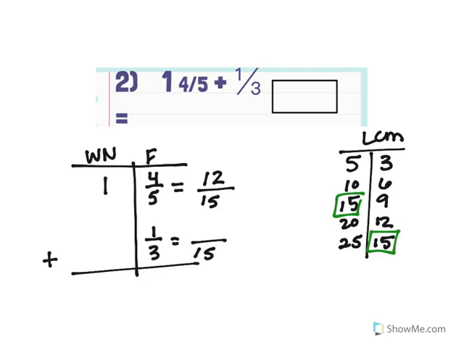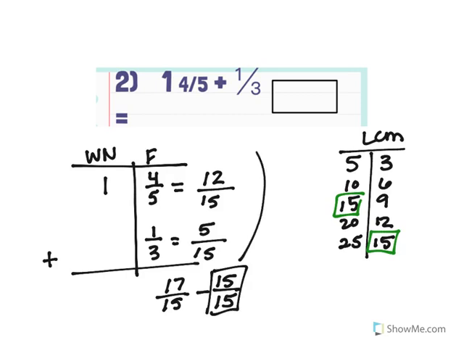So I now have 12 15ths. Let's go ahead and do the same thing for 1/3. I know 3 times 5 gets me 15, and 1 times 5 will get me 5. So we now have 5 15ths. 12 15ths plus 5 15ths gives me 17 15ths. But 17 15ths is an improper fraction because the numerator is greater than the denominator. We don't want to leave it improper, so we're going to regroup a whole or a full fraction to the whole number side.